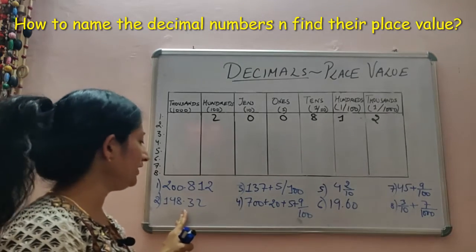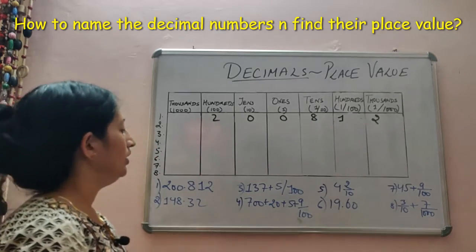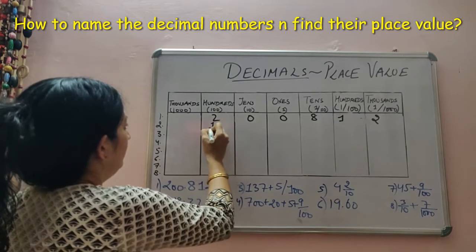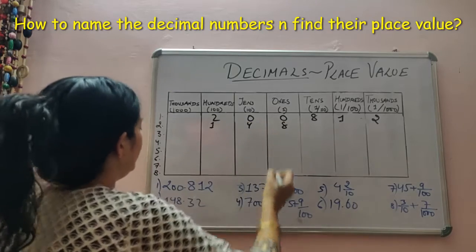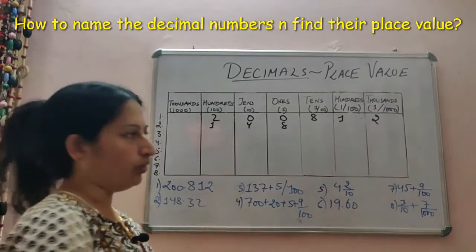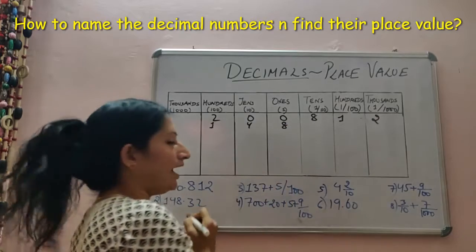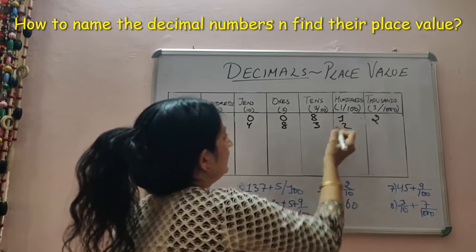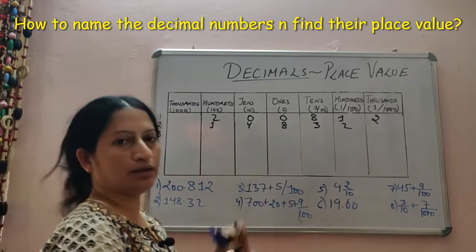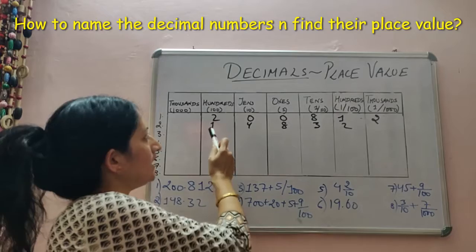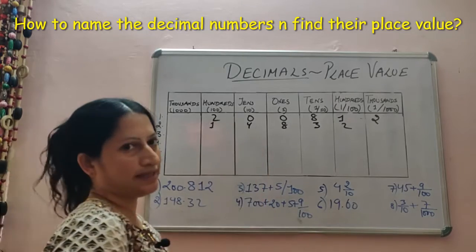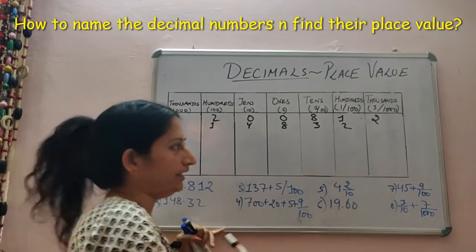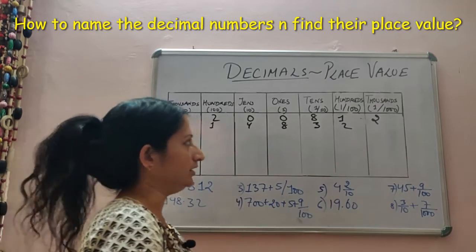So let's go to the second number now. The second number is 148.32. We can write it as 148, that is the whole number part, and then after that in the decimal part we will write 3 and 2. So its place values will be: 1 is 100, 4 is 10, 8 is ones, and this 3 is 3 by 10, 2 is 2 by 100.